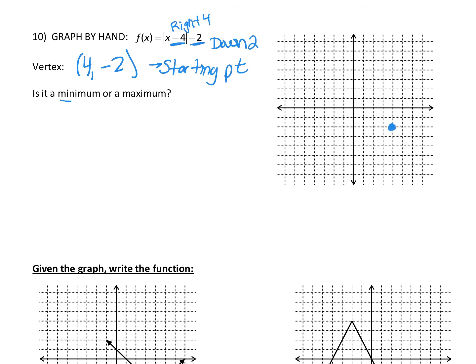Then it asks, is this a minimum or maximum? Well, let's think about this. Let me graph it really quick. My slope is just going to be normal because there's no number in front of my absolute value here. So I just know there's a 1. So my slope is just going to be up 1 over 1. So it's asking if this point right here, that is my vertex, is a minimum or maximum. Well, it's a lowest point, but the arrow is pointing up, so it's a minimum.